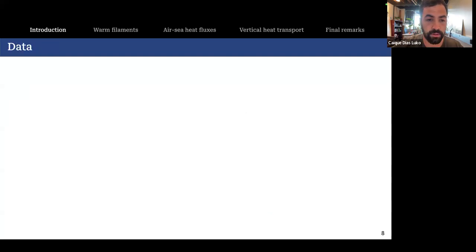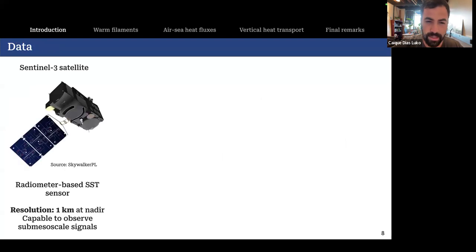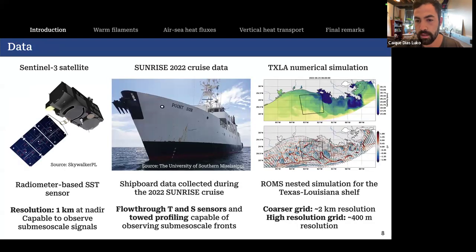The data that we're going to use is a combination of satellite data, shipboard data, and numerical simulations. The satellite data that we're going to use is Sentinel-3. This is a radiometer-based SST sensor with a resolution of 1 kilometer at nadir, so we're capable of observing submesoscale signals. The shipboard data that we're going to use is from the Sunrise 2022 cruise, and we're going to use flow-through temperature and salinity data besides profiling data and the meteorological data from the ship.